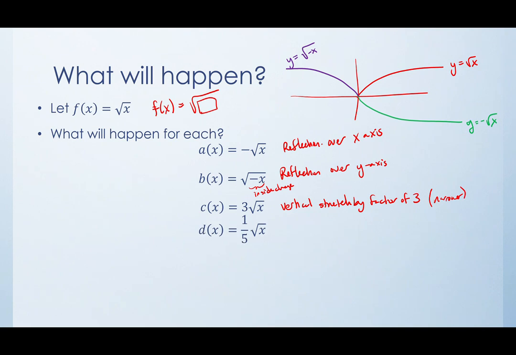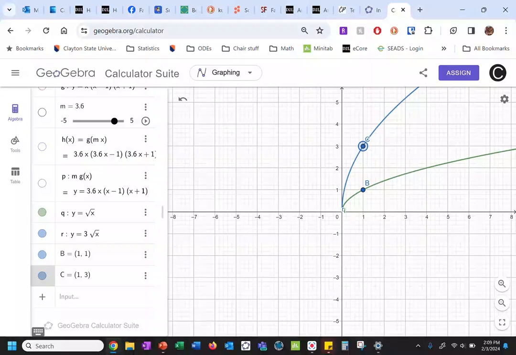Now, what about if we do 1/5 x? We're doing a vertical shrink or a vertical compression, and we can say by a factor of 5. And this is really going to have the effect of making it look wider. So let's look at that on GeoGebra.